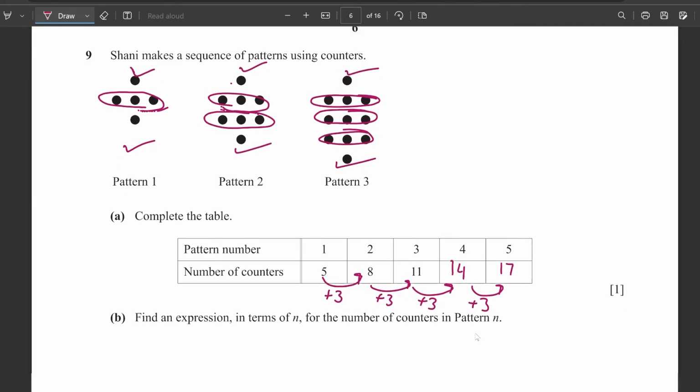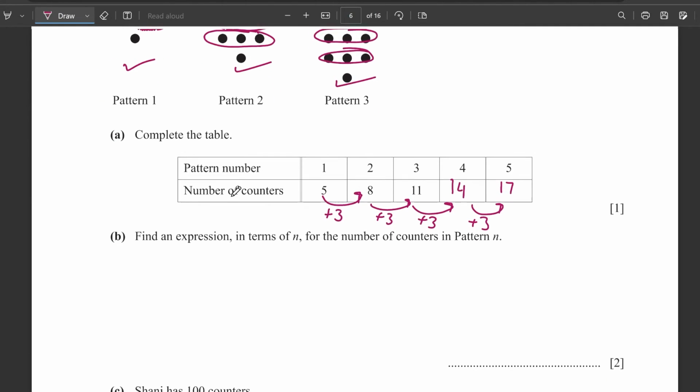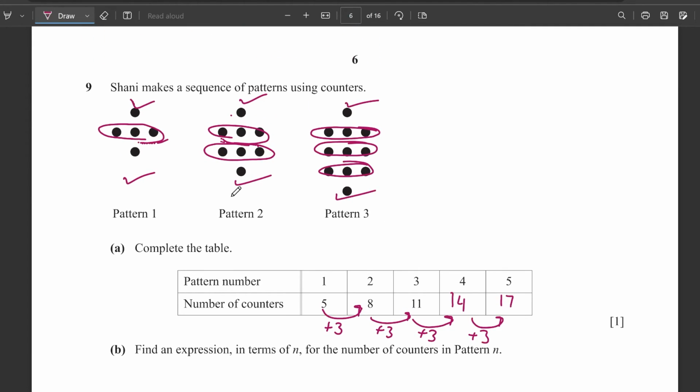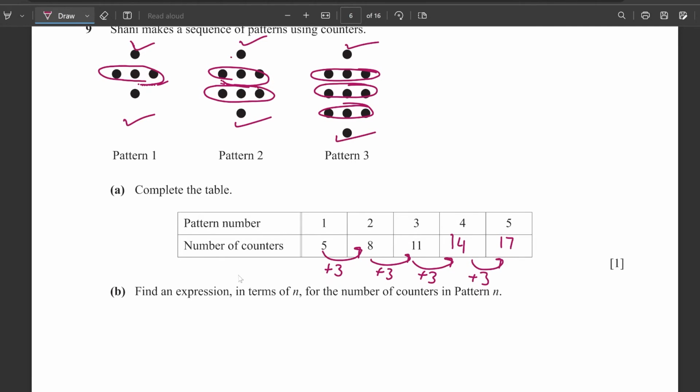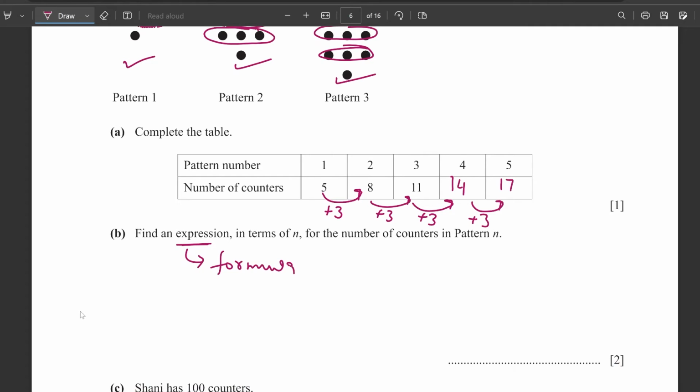Find an expression in terms of n for the number of counters in pattern n. Now they want you to derive the formula. Whenever they say find an expression in terms of n or anything like this, where they're trying to get an expression out of you, just know they want a formula from you. All right, how do you derive a formula?